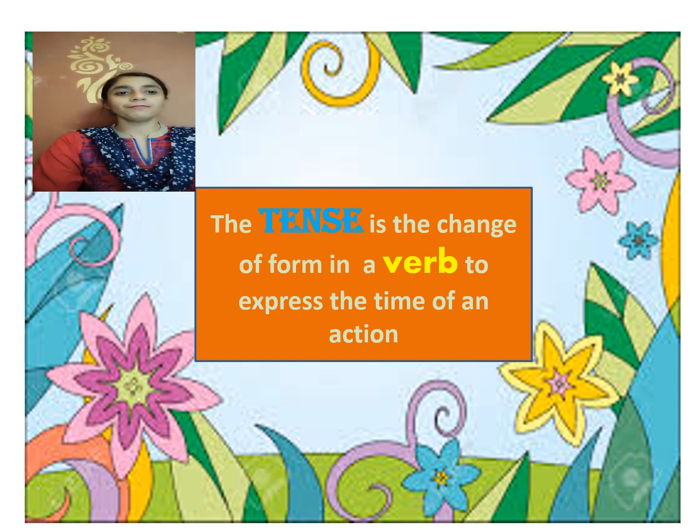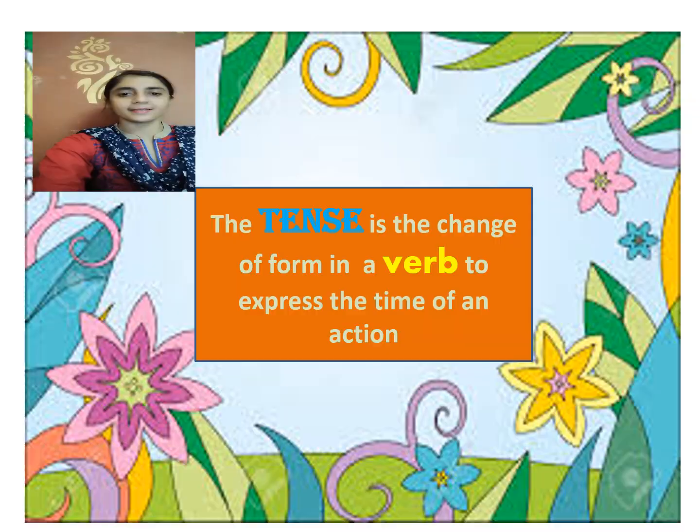Tense is a change of form in a verb to express the time of an action. Tense used to change itself according to verb. If the verb is in present form, or you can say it is in a V1 form, then tense is present tense. If the verb is in past form or V2 form, then the tense is past tense. And if V1 form comes with will or shall, then the tense becomes future tense.